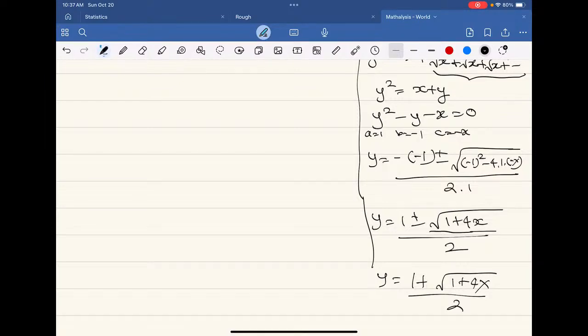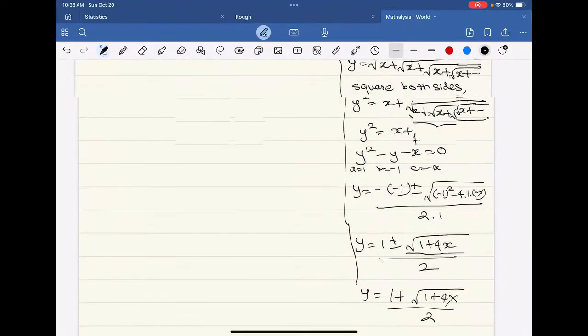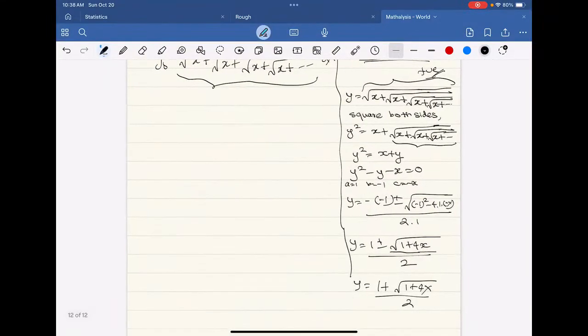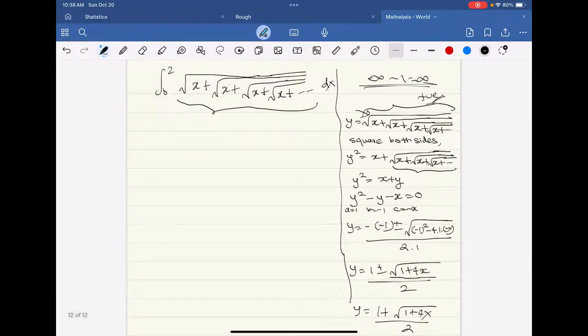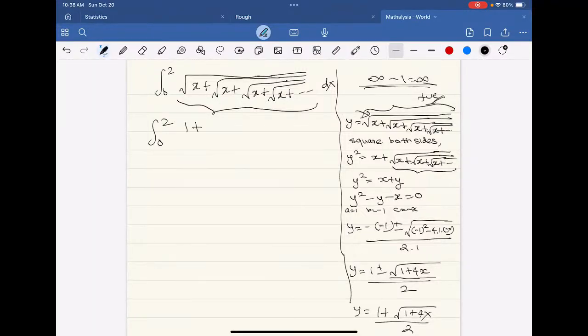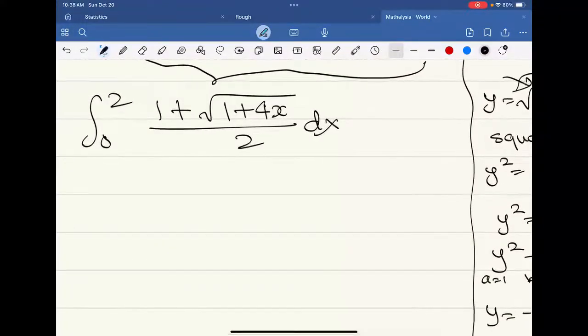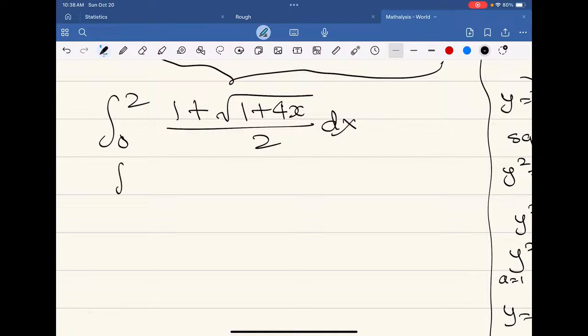So once we get that expression for y, this is what the infinite series would evaluate to. So this integral is now the integral from 0 to 2 of 1 plus square root of 1 plus 4x divided by 2 dx. Yeah, 1 plus square root of 1 plus 4x divided by 2. Now let's try to solve it. Now this is kind of an easier problem. Integral from 0 to 2, 1 by 2 plus square root of 1 plus 4x divided by 2 dx.